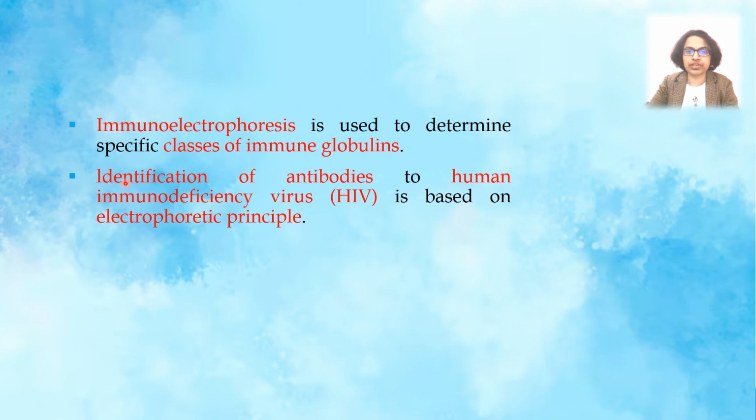Immunoelectrophoresis is used to determine specific classes of immunoglobulins. In our body, there are different kinds of immunoglobulins. To identify these immunoglobulins, they perform the procedure of immunoelectrophoresis. Then, identification of antibodies to human immunodeficiency virus, that is HIV, is based on the electrophoretic principle. How do they identify the antibodies belonging to HIV? The identification of antibodies to HIV is based on the electrophoretic principle.